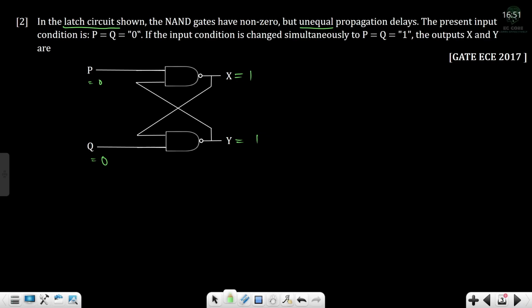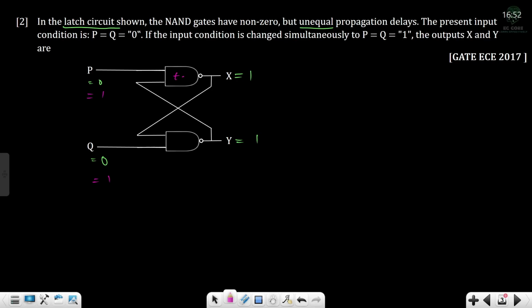So please understand here, for NOR it will be no change. For NAND latch, 1 and 1 is an invalid state. So now what we have to do is change this to 1 and 1, and for 1 and 1 it will be the no change state. But here we are getting unequal propagation delays for these NAND gates.